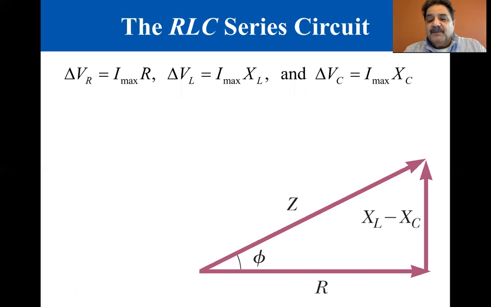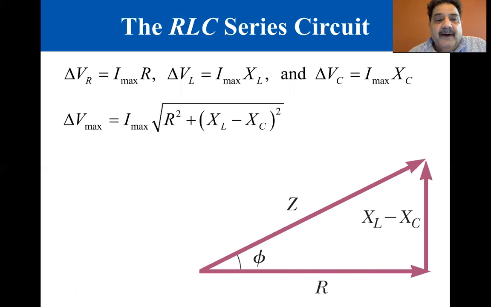Here are the voltages in terms of Ohm's law. So you can write the equation for delta V max as shown. V max is equal to I max times the square root of R squared plus, in parentheses, X sub L minus X sub C, squared. So you need to do the X sub L minus X sub C before squaring them.